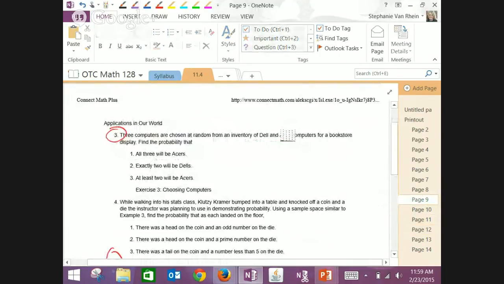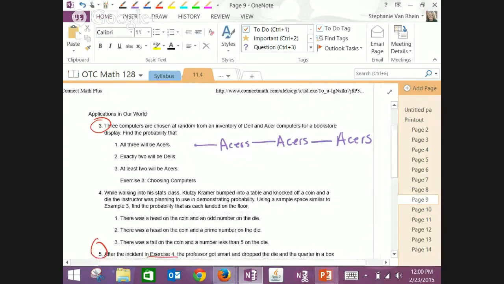Here, the computers are chosen at random from the inventory. Find the probability that all 3 will be Acer computers. So I have the outcome. If I were to draw the tree diagram here, and I only care about the branch that's Acer computer, Acer computer, Acer computer, right?